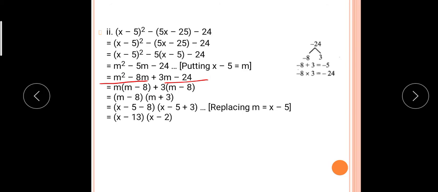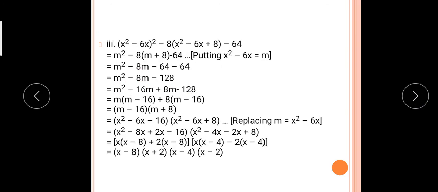Now the next question, that is question number 3. (x square minus 6x) whole square minus 8 in bracket (x square minus 6x) plus 8 minus 64. So substitute this. If you are observing, in this bracket it is the same terms. So substitute x square minus 6x is equal to any variable m. So you will get m square minus 8 (m plus 8) minus 64. Now solve this bracket. m square minus 8m minus 8 eights are 64, minus 64. So m square minus 8m minus 128.